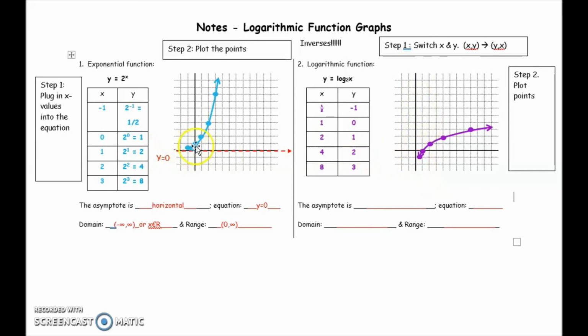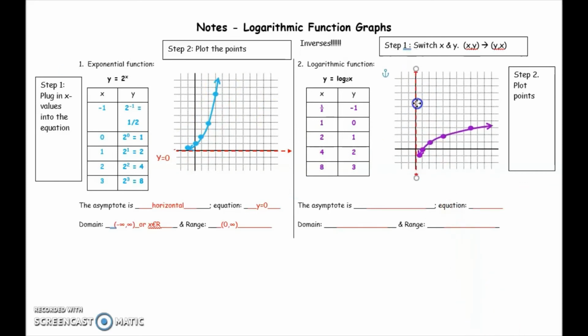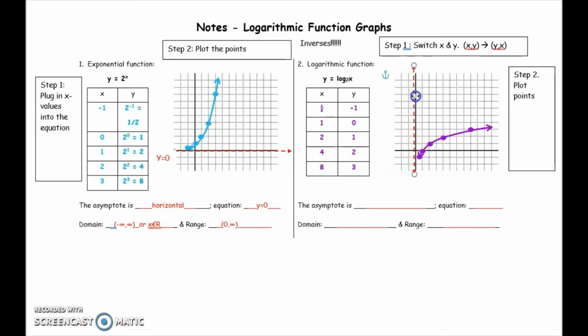So just like we switch x and y, we're also switching our asymptote. So now our asymptote is going to be right there on the y-axis. And since this is a vertical line, meaning it's going up and down, our equation is going to be x equals 0. This happens because for any y value, up 1, up 0, up 2, up 5, it's over x equals 0.